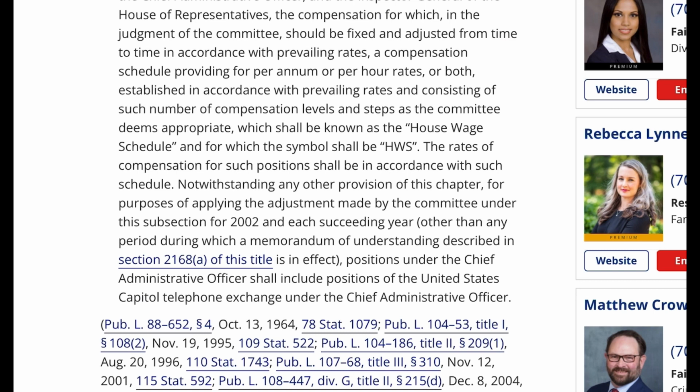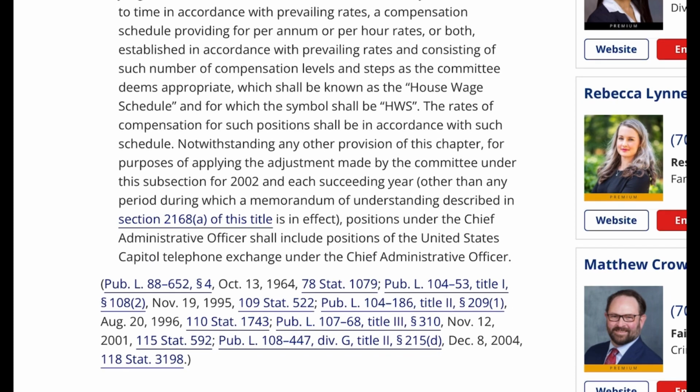Notwithstanding any other provision of this chapter, for purposes of applying the adjustment made by the committee under this subsection for 2002 and each succeeding year, other than any period during which a memorandum of understanding described in section 2168A of this title is in effect, positions under the Chief Administrative Officer shall include positions of the United States Capitol Telephone Exchange under the Chief Administrative Officer.